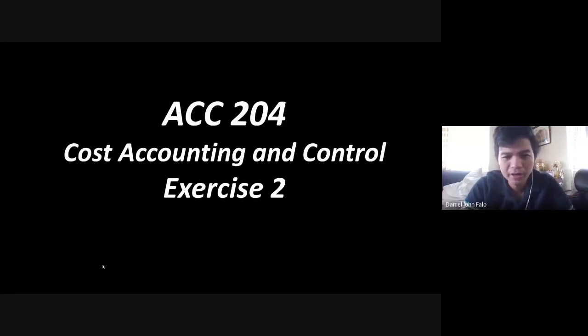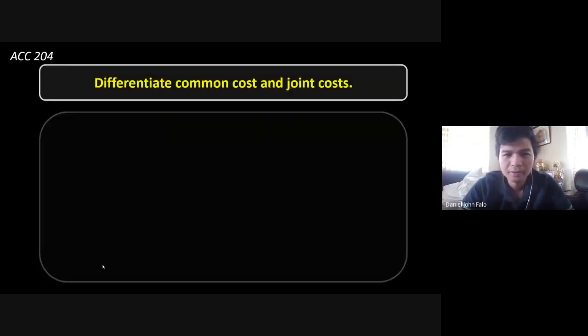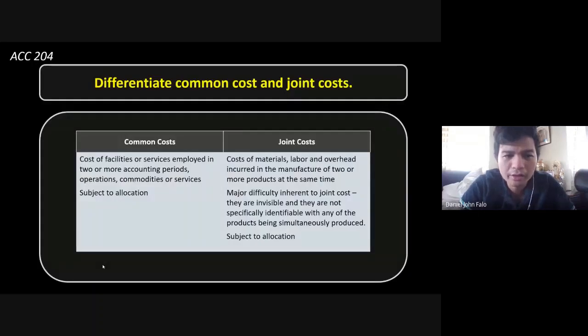Okay, let's start for exercises number 2. So, question natin for exercise number 2, number 1, differentiate common cost and joint cost. So, yung common cost is our cost of facilities and services employed in 2 or more accounting periods, operations, commodities, or services, which is also subject to allocation.